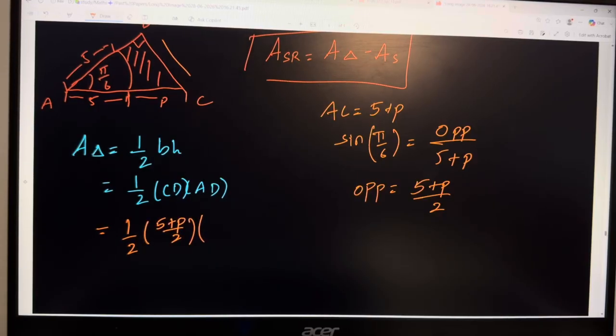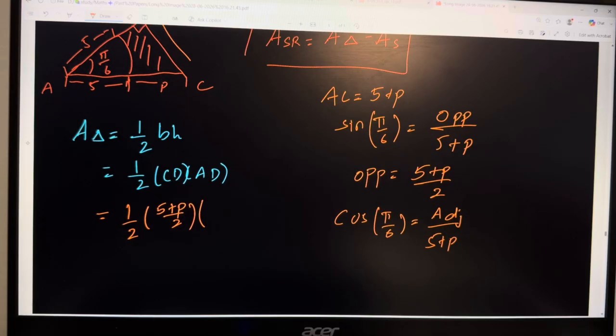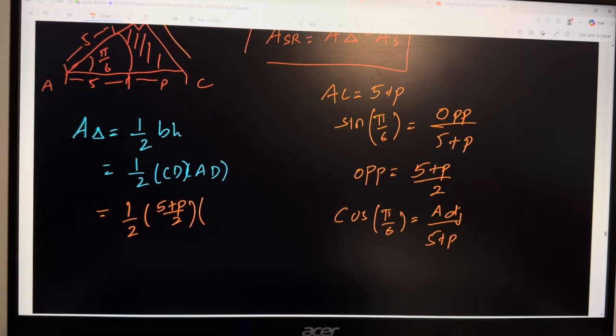And we have to find AD. We can use cos. It's adjacent, and we know the hypotenuse 5 plus p, so cos pi by 6 is equal to adjacent. We have to find adjacent, right? Yeah, we have to find AD. So this is the adjacent, because this is the angle, this is the 90 degrees, upon hypotenuse, which we have, 5 plus p. Now in the calculator, I don't think we're going to get an exact value for cos pi by 6.